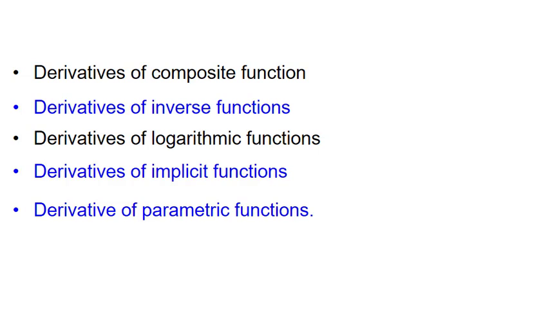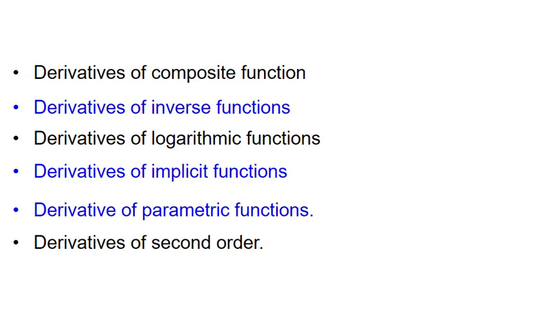Next we have seen parametric functions. When x can be expressed in terms of some parameter t and y also can be expressed in parameter t, and both x and y are differentiable with respect to parameter t, then in that case we can find dy upon dx as dy upon dt whole divided by dx upon dt. So this is a parametric function and the derivative of a parametric function.